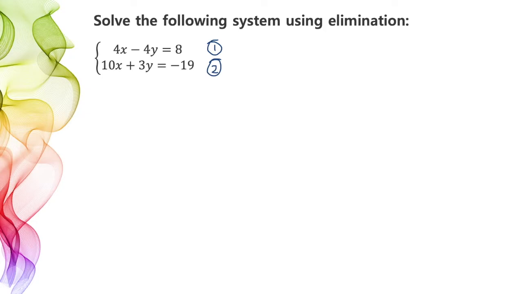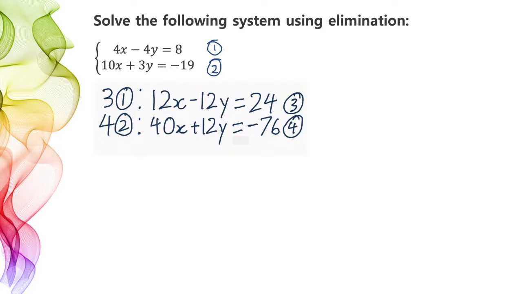We see that one of the coefficients of y is negative 4, and the other is 3. We know that the lowest common multiple of these numbers is 12. Well, how do we get from 4 to 12? We multiply it by 3. So 3 times equation 1, we get 12x minus 12y is equal to 24. For equation 2, we have to multiply it by 4 to get to a y coefficient of 12, which leads us to the equation 40x plus 12y is equal to negative 76, as shown on the screen.